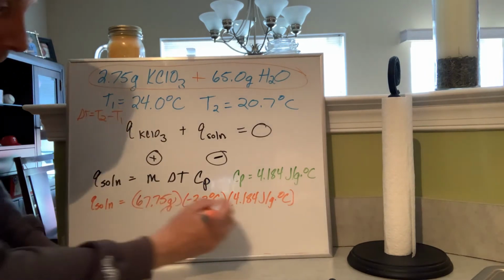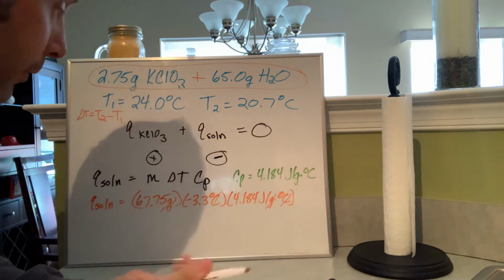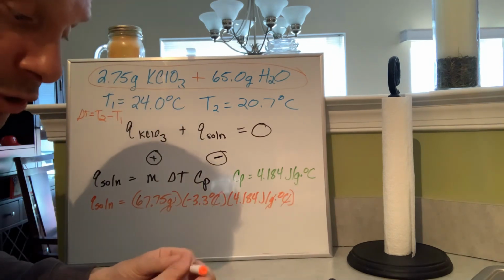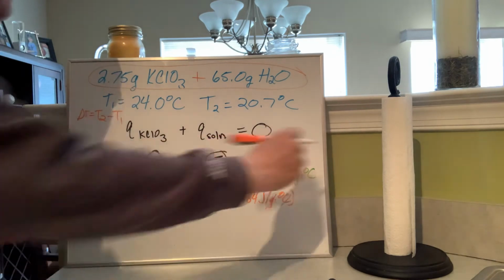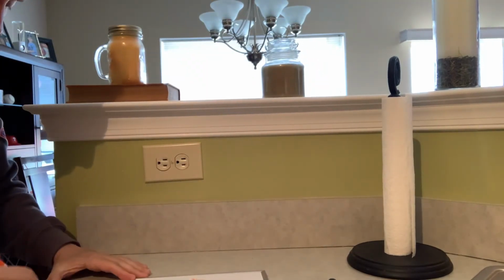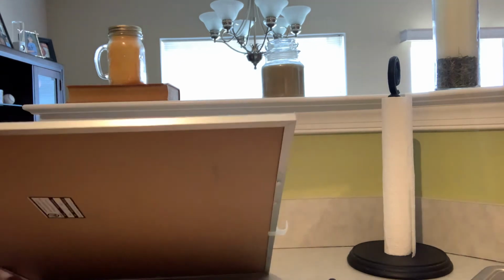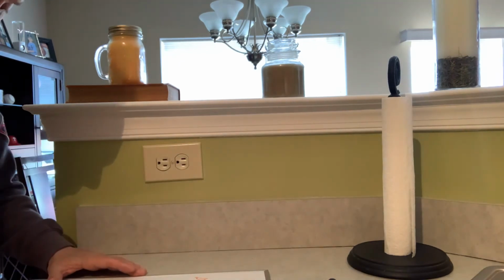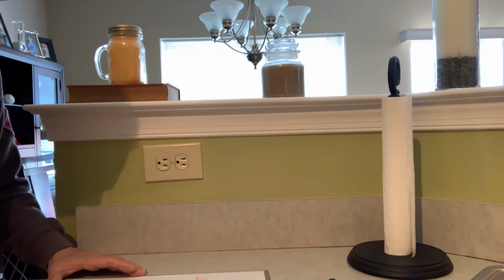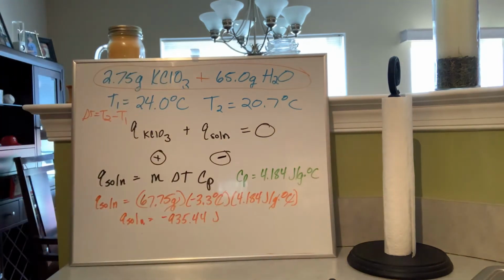All right, so let's get rid of the baby G's and the degrees C's. Ha, there you go. I could be a rapper. So that's going to make the Q of the solution, then. I didn't round here. The Q of the solution is negative 935.44, and I'm going to call that joules, because that's the only unit left.